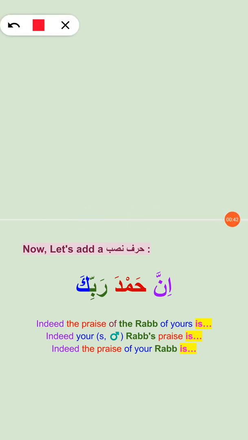Okay, so what do we have here? We have Inna Hamda Rabbika. Now, I have already given a lecture at length about Harf Nasab and why I like to call these haruf as Haruf Nasab and not by their official name, which is Harf Mushabbah bil Fi'l or Inna and its sisters. Okay, I like to call them Haruf Nasab because it gives their function away. Okay, so Inna Hamda Rabbika. The ism of inna here is the word hamd and it becomes nasab.